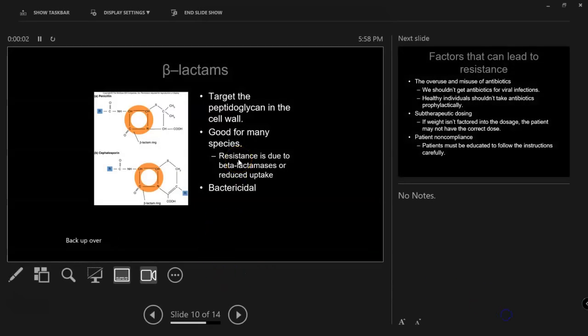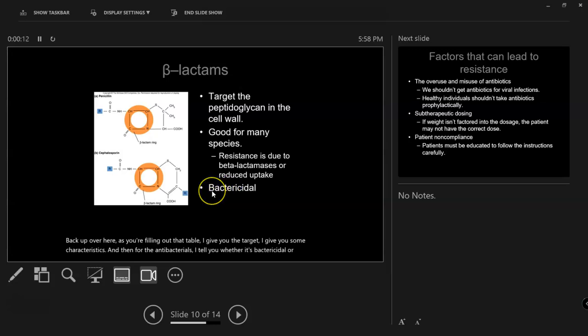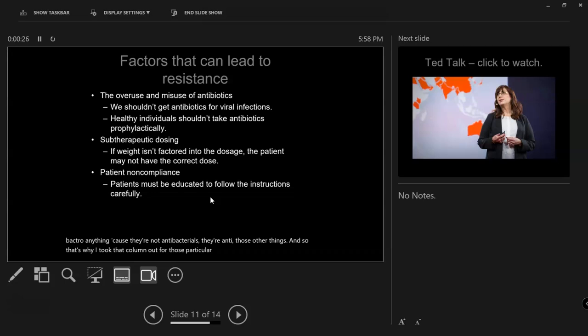As you're filling out that table, I give you the target, I give you some characteristics, and then for the antibacterials, I tell you whether it's bactericidal or bacteriostatic. For the antifungals, antiprotist, antiviral, antihelminthic, those of course won't be bacterio anything because they're not antibacterials, they're anti those other things, and so that's why I took that column out for those particular chemicals. Okay, I'm going to recommend you follow my PowerPoint for those. Sometimes I give you additional information, and I always cut out some information that the book gives you, so follow the PowerPoints and you'll be okay there.